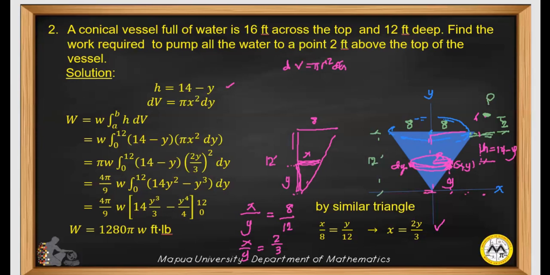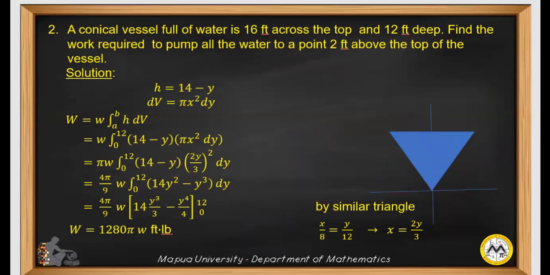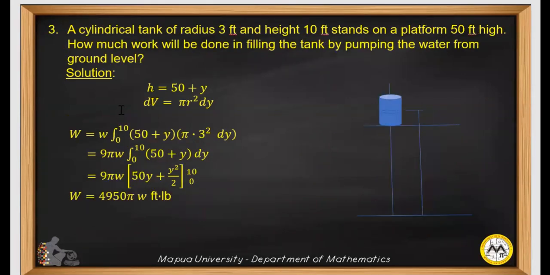And last example, let's have the third example. Now, this time we have a cylindrical tank. And the cylindrical tank has radius 3 feet and height 10 feet. And it stands on a platform 50 feet high. So this is 50 feet. And the cylindrical tank is on the platform.